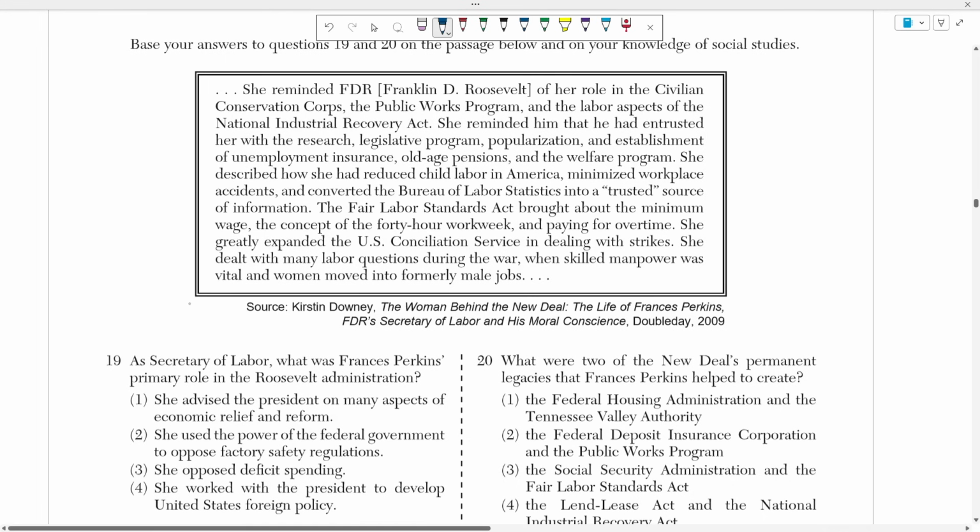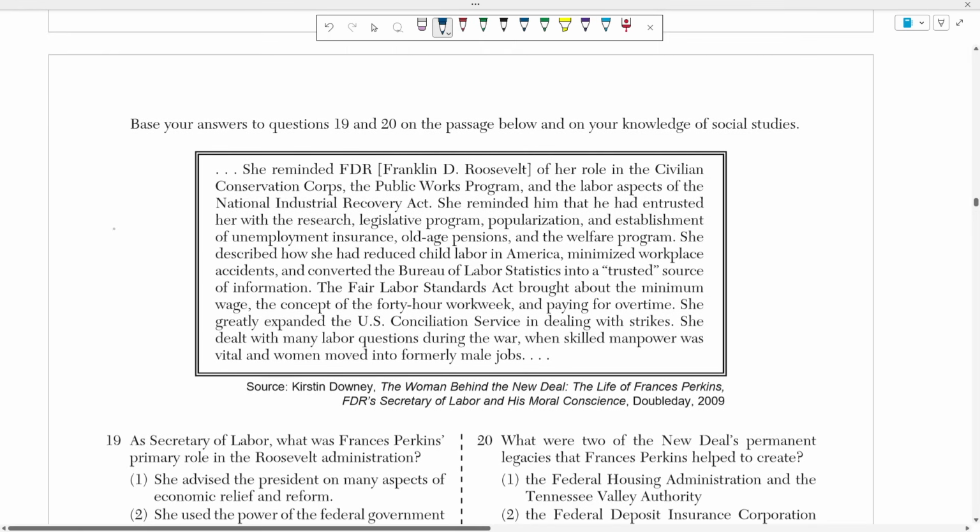So number 19 asks us, as Secretary of Labor, what was Frances Perkins' primary role in the Roosevelt administration? So let's read this text. It says she reminded FDR of her role in the Civilian Conservation Corps and the Public Works Program and the labor aspects of the National Industrial Recovery Act.